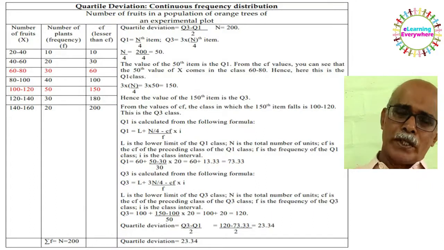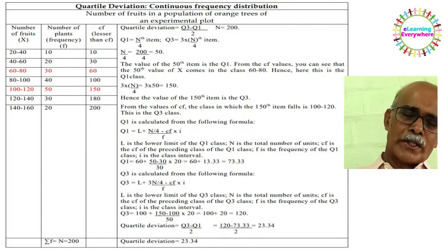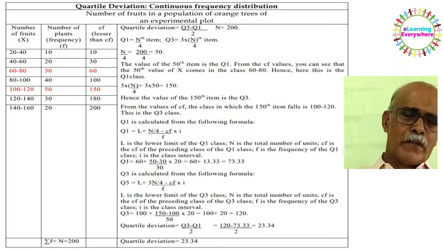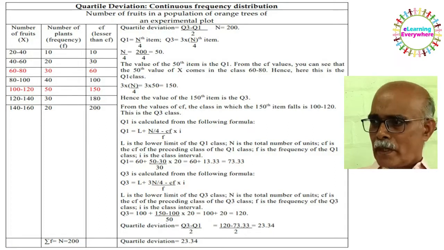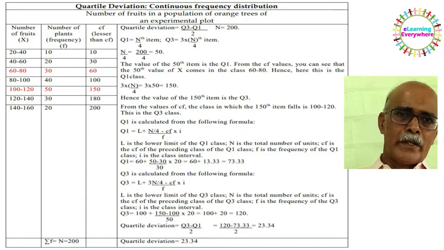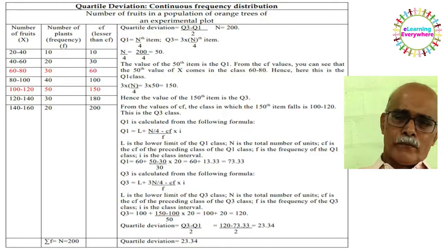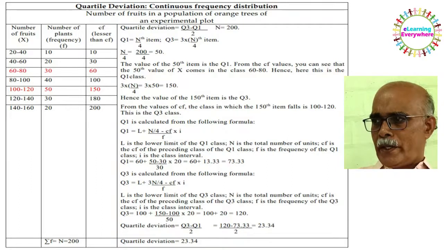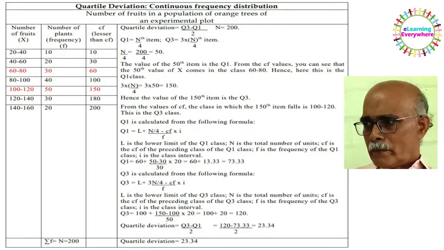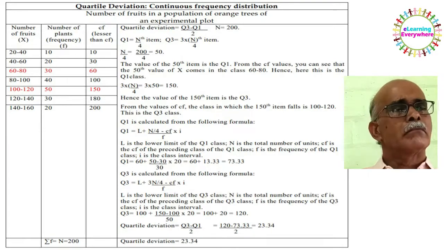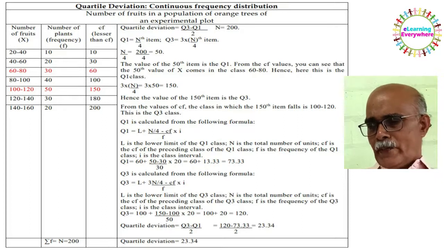And thus, there is a difference here in the case of unorganized data and discrete frequency distribution. We were taking the (n plus 1) by 4th item as the position of Q1, and 3 into the (n plus 1) by 4th item as the position of Q3. But in the case of continuous frequency distribution, you are taking the n by 4th item as the position of Q1, and 3 into n by 4 as the position of Q3.